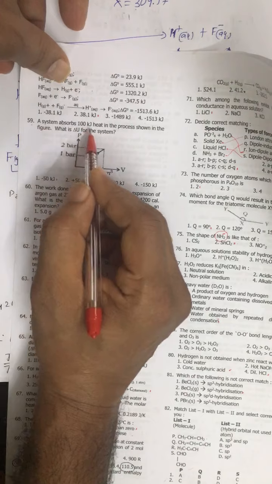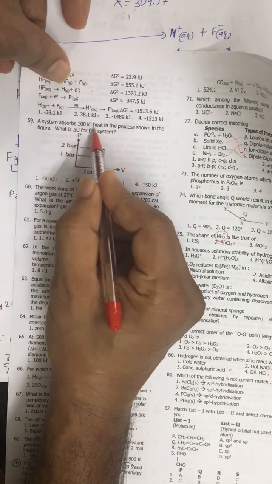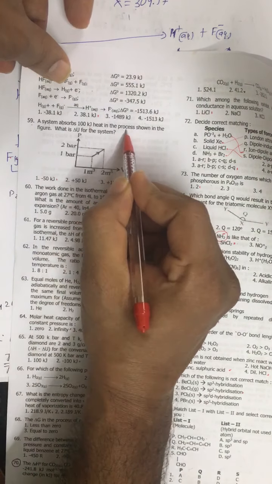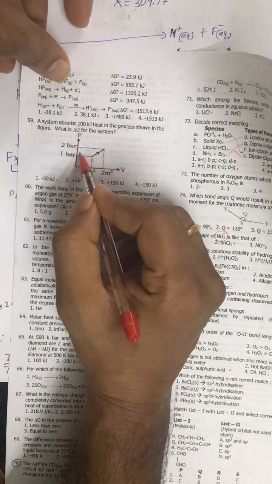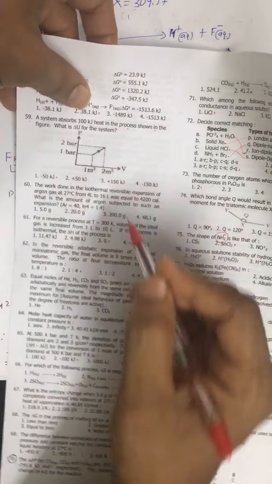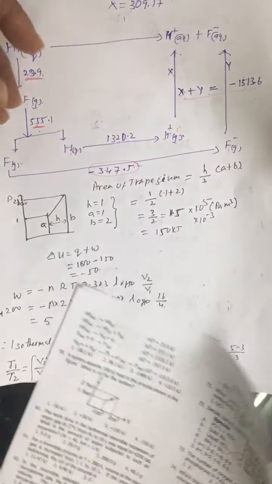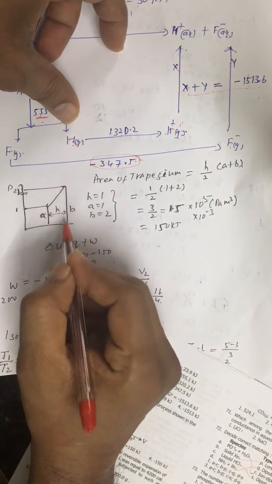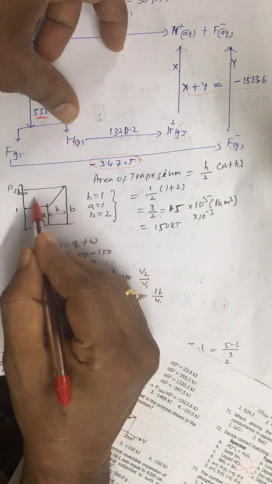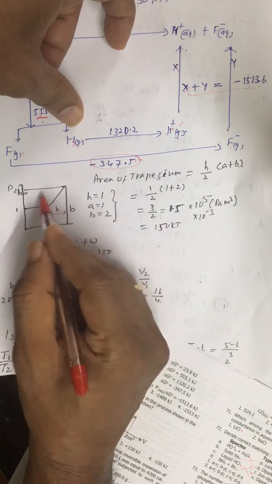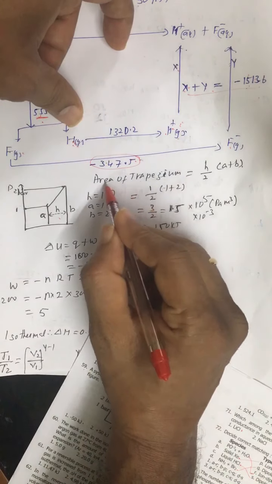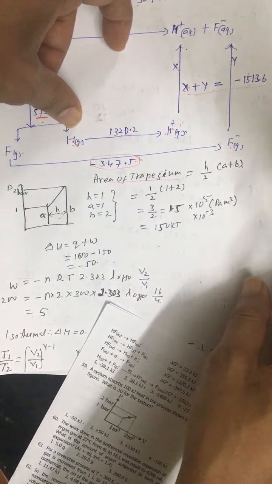Look at question number 5.9. A system absorbs 100 kilojoules of heat in the process shown in the figure. Alright, this is the figure which is given. Now see, what we have to do is find the area, because PV is the work done, PV work done. So this is the area of a trapezium.